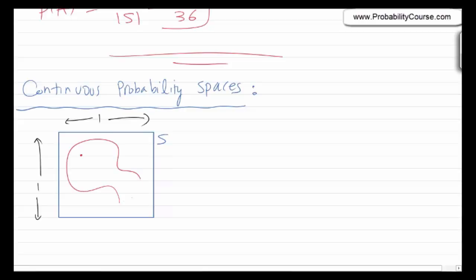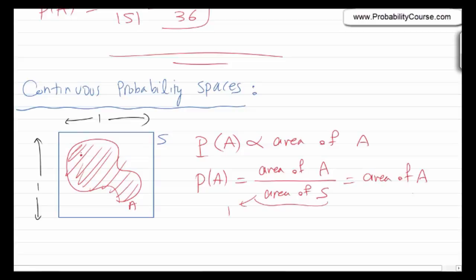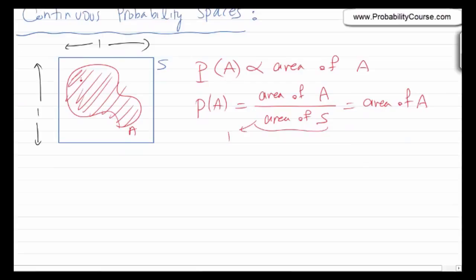My question for you is, if I have a set A, what is the probability that my point is in that set A? Well, you might argue that because I choose this point completely at random, the probability that the point belongs to set A must be proportional to the area of A. In other words, you are suggesting that the probability of any set is equal to the area of that set divided by the area of the entire square. Because in this case I assume the area of the entire square is equal to 1, this is equal to the area of A.